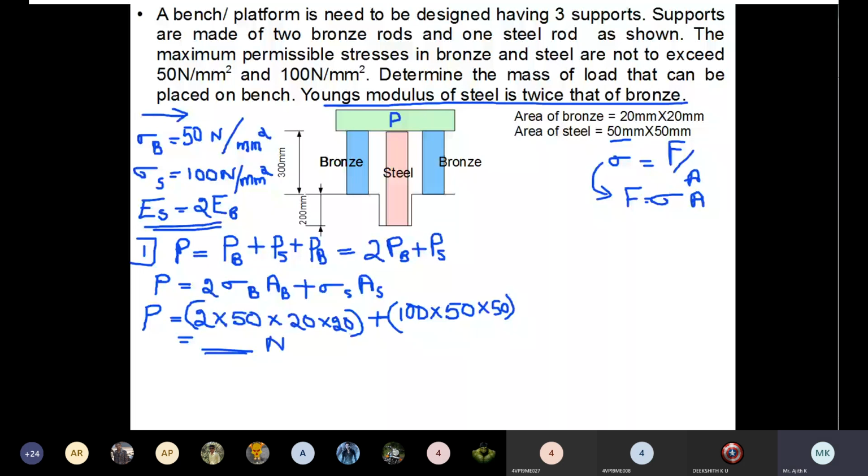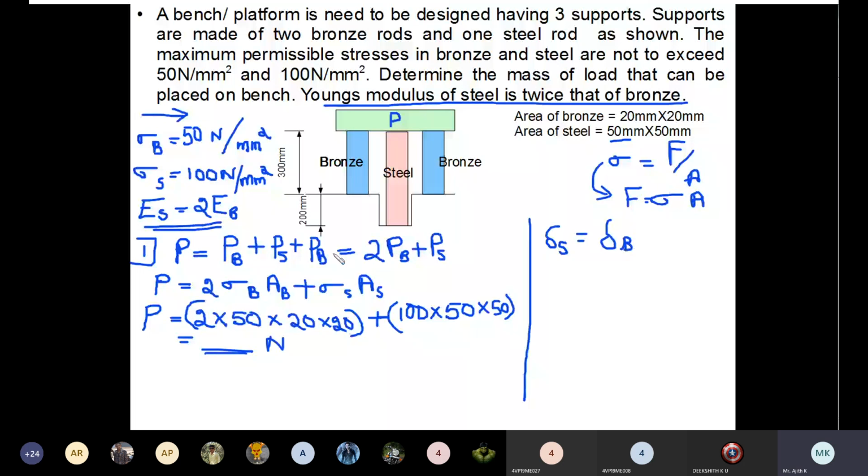So after this, there comes one more equation. We'll write it here. Delta steel is equal to delta bronze. Actually, there is a small mistake here. I will tell you after this step.